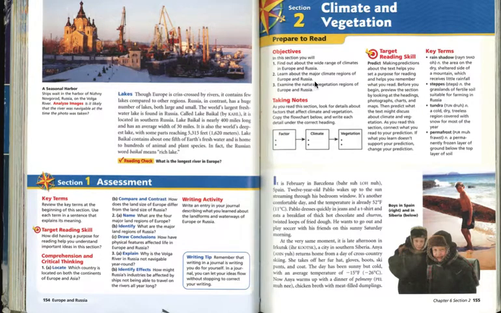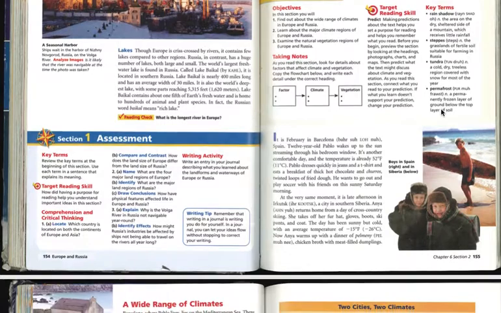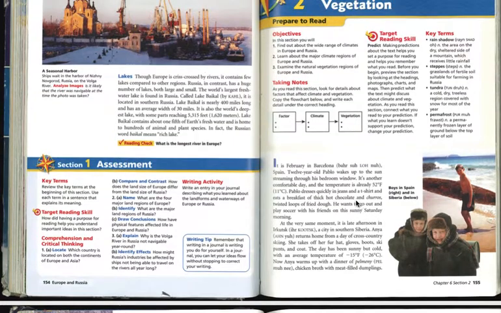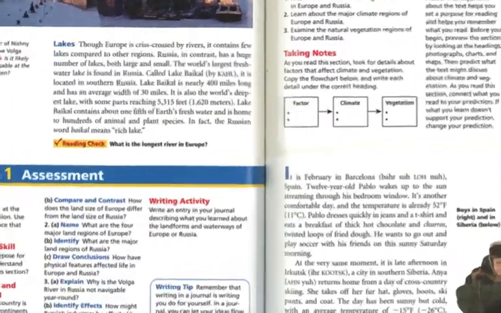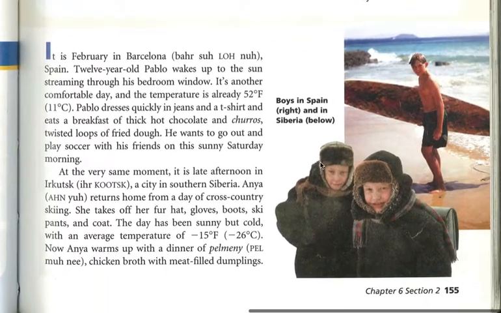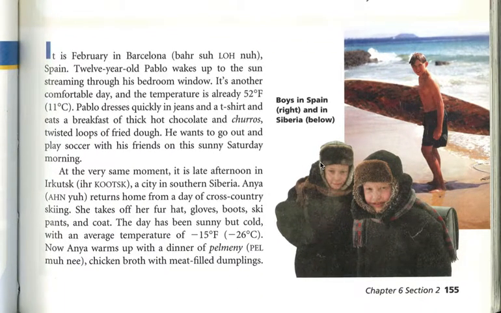We'll learn about the major climate regions of Europe and Russia. We'll examine the natural vegetation regions of Europe and Russia. 4 key terms: rain shadow, steppes, tundra, permafrost. We'll read this little intro and then we'll jump into the actual book walk. It is February in Barcelona, Spain.